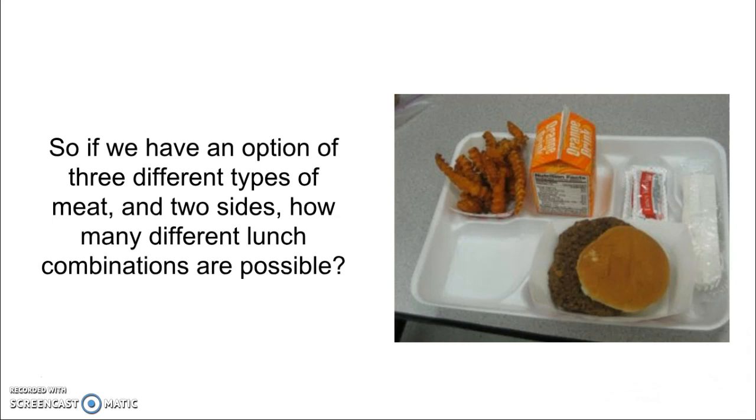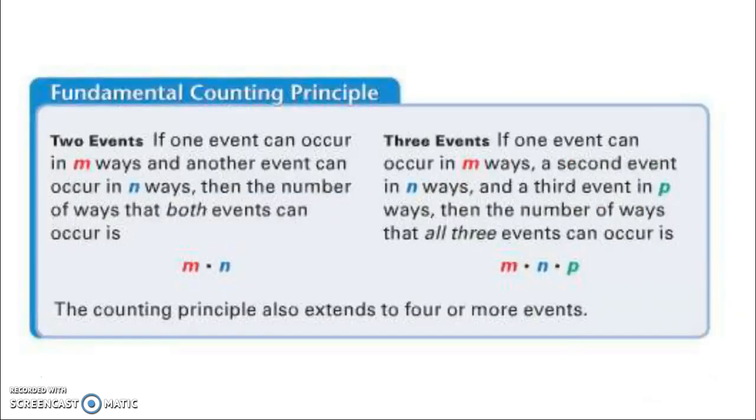You could go ham sandwich with fries, or a ham sandwich with chips. That's 2 more possibilities. Or a turkey sandwich with fries, or a turkey sandwich with chips. So that's 2 more. So a total of 6 different lunch combinations. Now we can count those because there were really very few combinations, but if we had hundreds or thousands of possible combinations, we wouldn't want to count them all or write them all down.